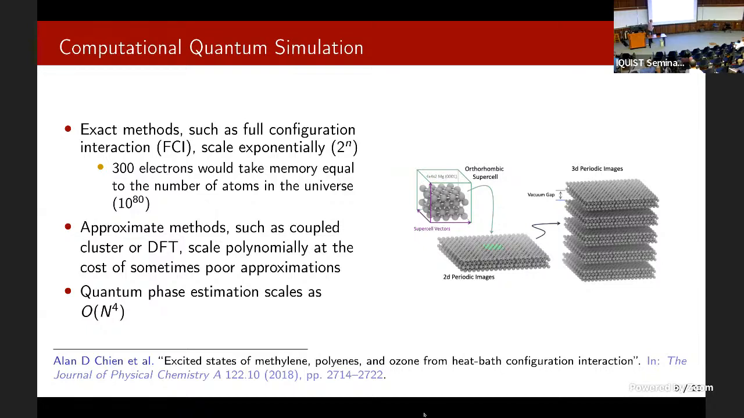And so what we're going to focus on in the quantum regime is this quantum phase estimation algorithm, which scales polynomially as order n^4, but gives an answer that's just as accurate as full configuration interaction.